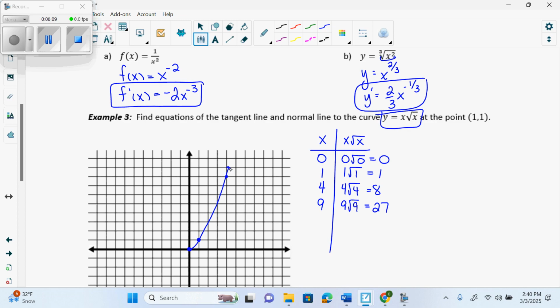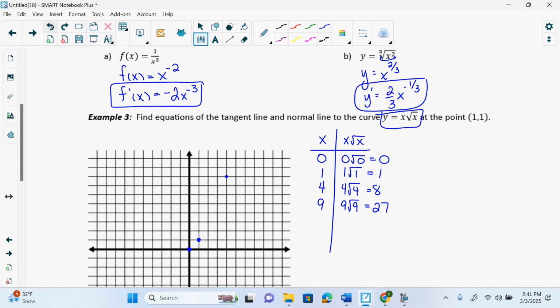Is it doing that, do you think? Or is it curving the other way? Do you think we have enough points to know? No. So we have to throw in another point. What about 2 and then 2 times root 2? What is that? Grab a decimal.